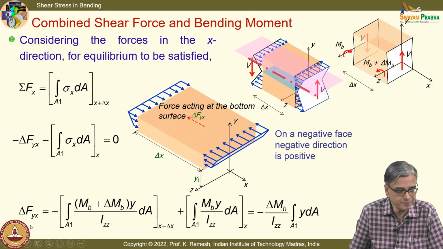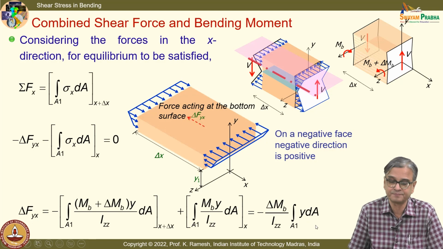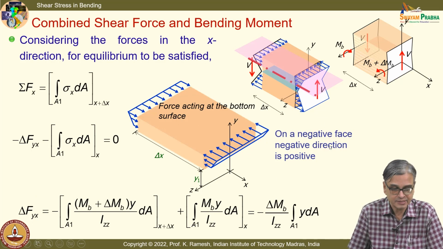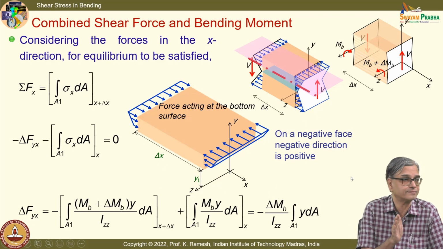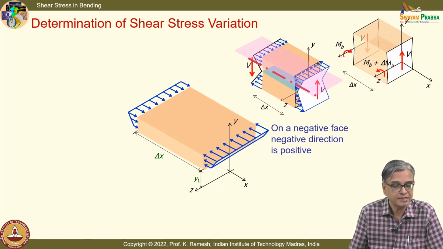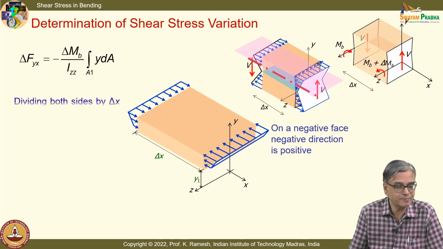And now we have got the expression delta Fyx equal to minus delta Mb by Izz integral A1 y dA. Still, we have not seen that this expression is written in terms of the shear force V. And in the limit, what would we do? We would make delta x go to 0. That is what we are going to see in the next step, and you divide this by delta x and you put the limits, delta x goes to 0.